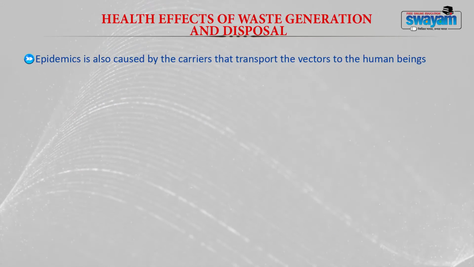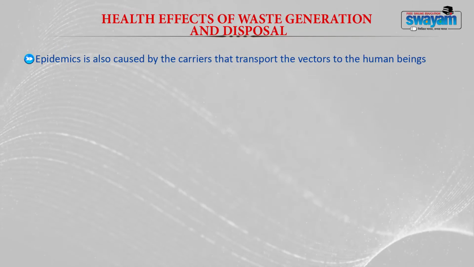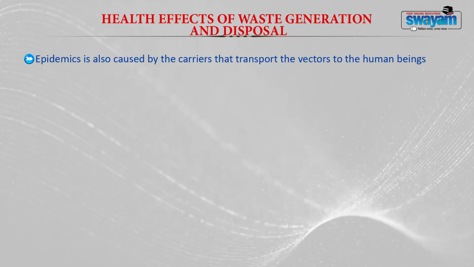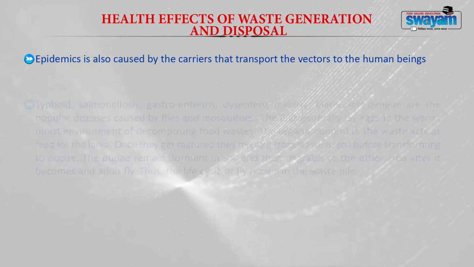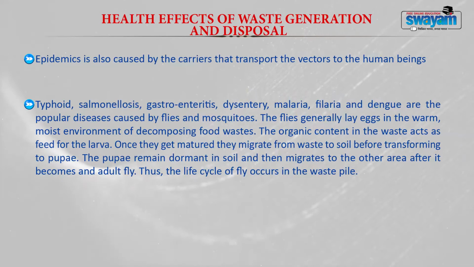Sometimes epidemics are also caused by these carriers, because they transport a lot of vectors to human beings. You can name some examples: typhoid, salmonellosis, gastroenteritis, dysentery, malaria, filaria and dengue are some of the popular diseases which are brought by flies and mosquitoes.